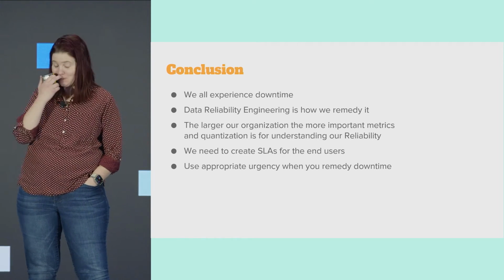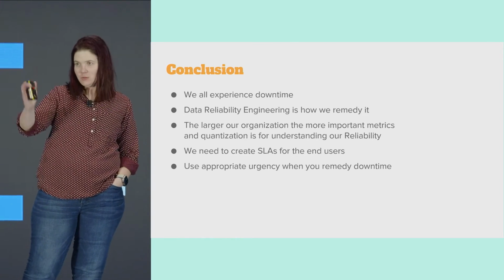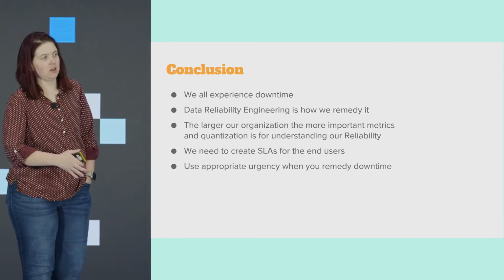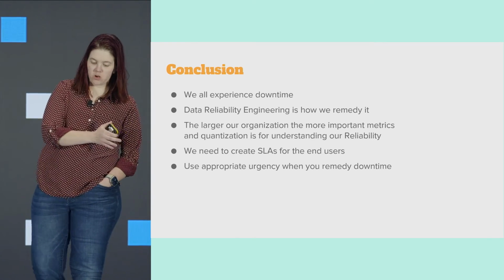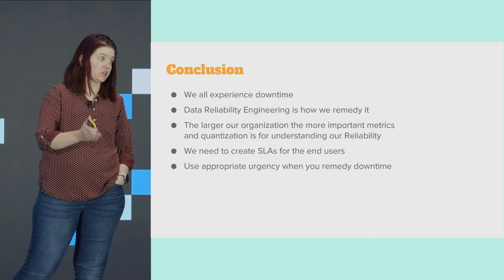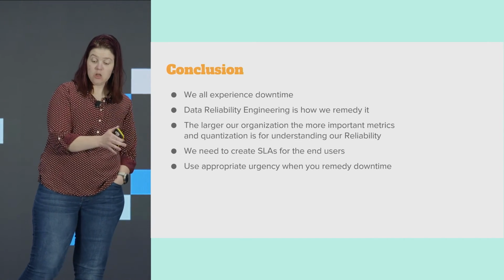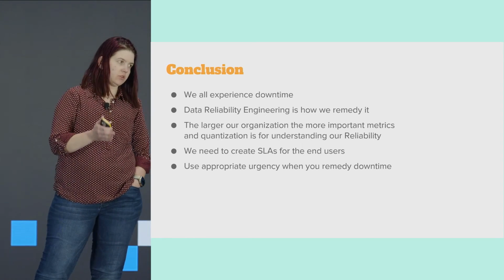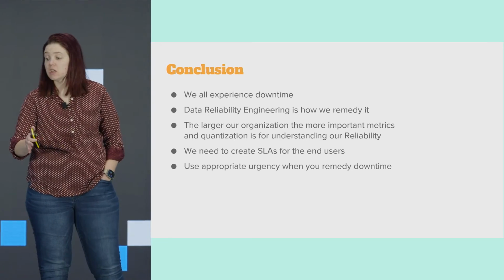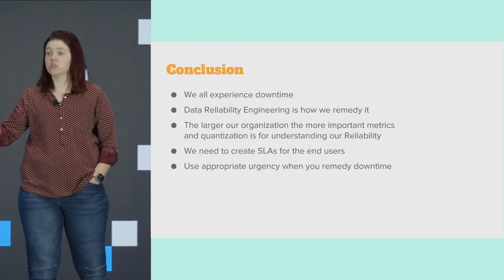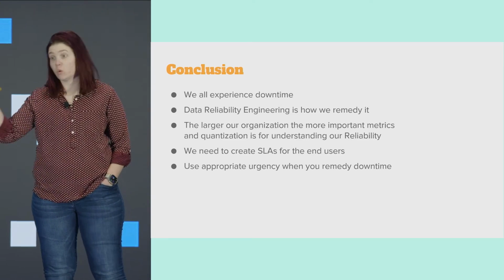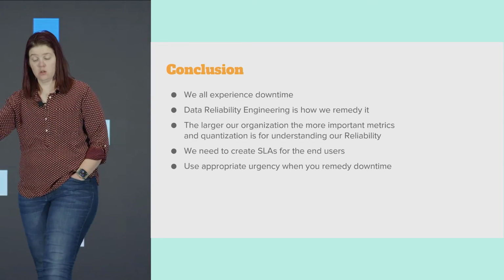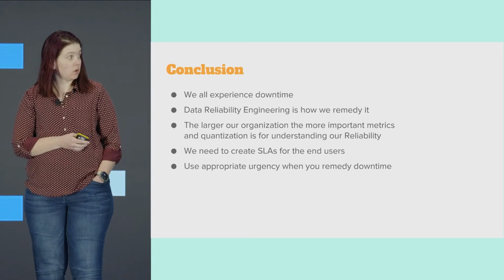We all experience downtime. Everybody does. We all raised our hands. Data reliability engineering is a set of tools and practices that can help remedy that. In a large organization, metrics and quantification are very important to understanding what our reliability needs are. Once we figure out what those needs are, we create SLAs for the end user. And what's most important is we create the appropriate amount of urgency for when things go wrong. Not everything needs to be an alert, because that's just more noise. We need to make sure that we get the right amount of information at the appropriate time so we handle our agreements and can keep our stakeholders happy.